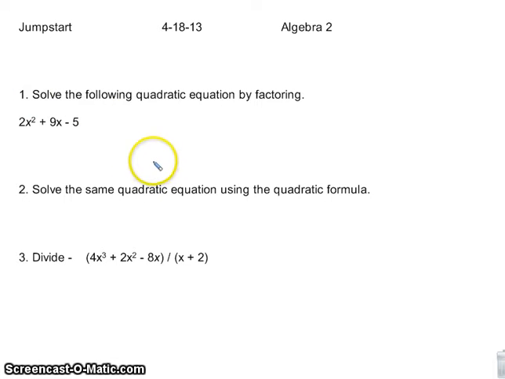So, all right, ladies and gentlemen, we're going to review the jump start. If we are going to solve the following quadratic equation by factoring, who wants to tell me what they did first? Anybody? Okay, so you did your puzzle. All right, so they are going to multiply to give me what? -10, and they're going to add to give me 9. So I'm going to split my middle term into what two factors? 10 and -1. Very good.